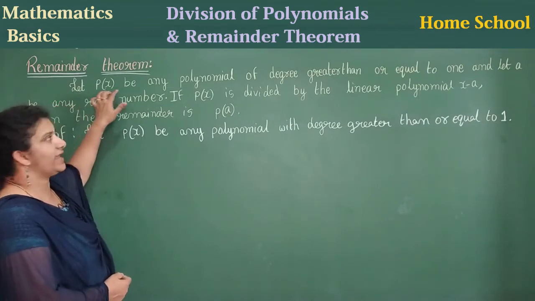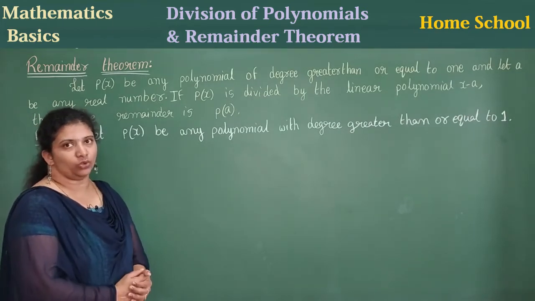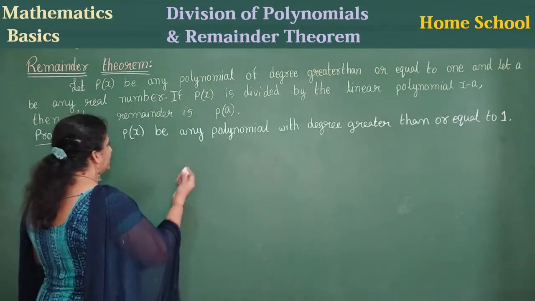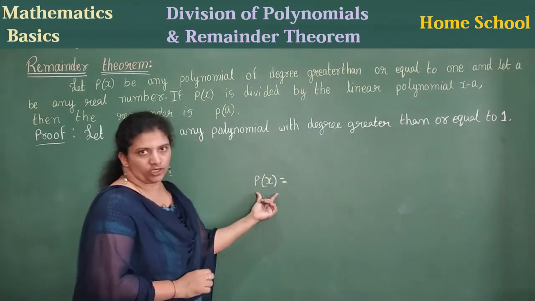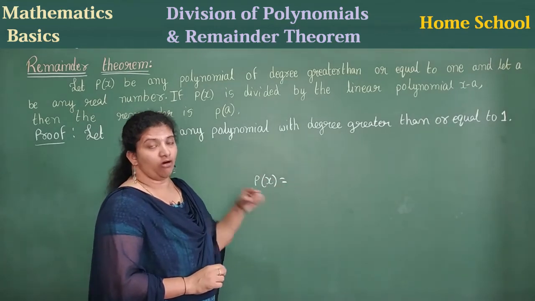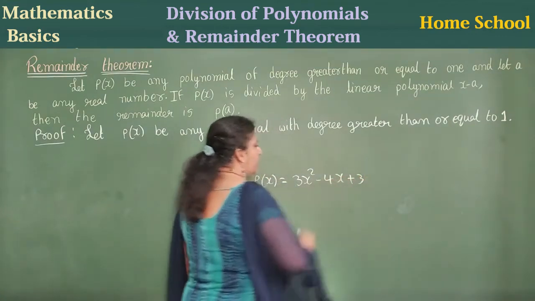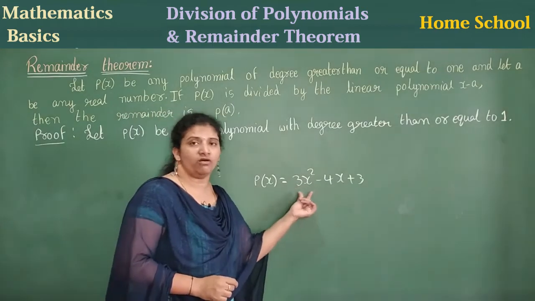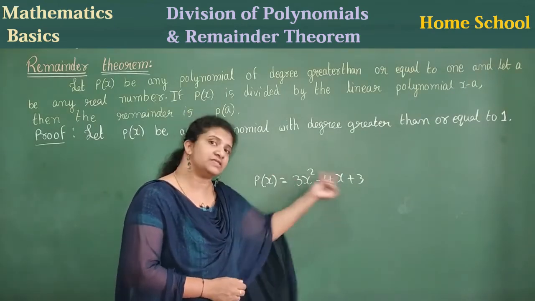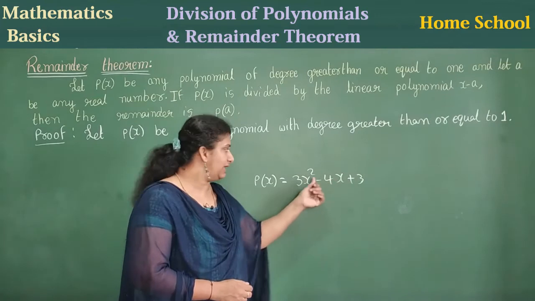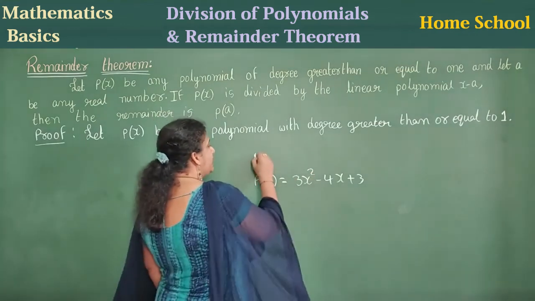That is, let P of x be any polynomial of degree greater than or equal to 1. So let me take one example here, children. Let me take here P of x is equal to, this is any polynomial having degree 1 or more than 1. Suppose 3x square minus 4x plus 3. Okay, this is a polynomial of one variable, right? And its degree is how much? 2. How can you say the degree? Highest power is the degree. Here the power is 1 and here the power is 2. Okay. So, what is the degree here? 2. One more example we take.